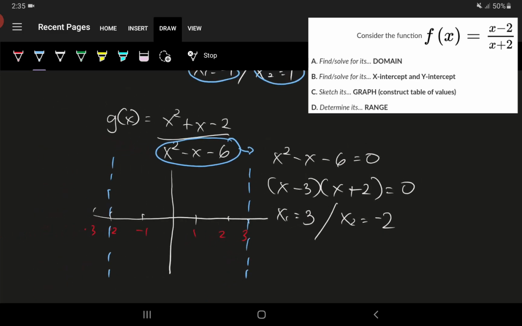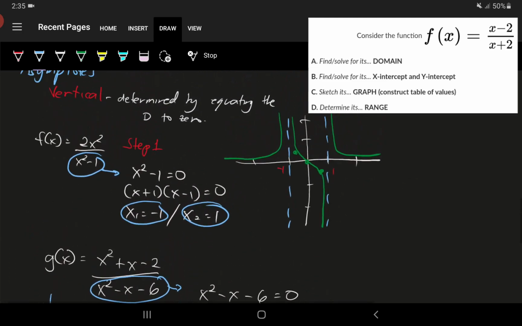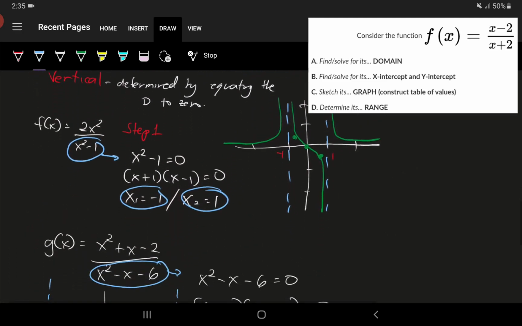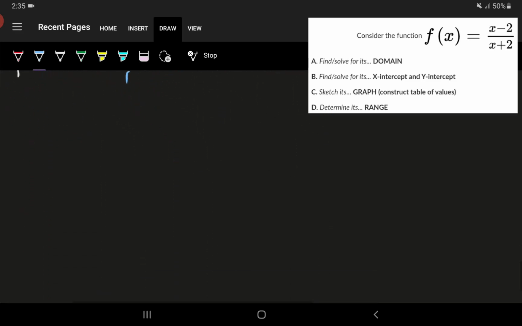Okay, so let's proceed to our next key point. We have vertical, so proceed tayo sa ating horizontal asymptote. Unlike vertical asymptote, dear students, for horizontal, it is determined actually by simply comparing the degrees. So, horizontal asymptote.